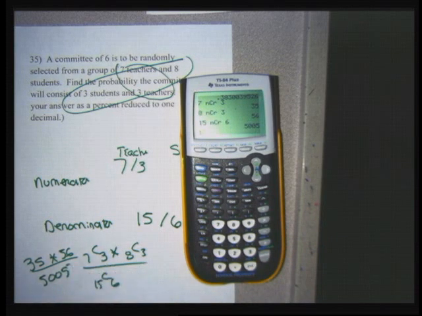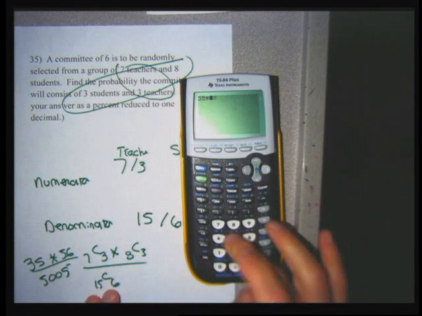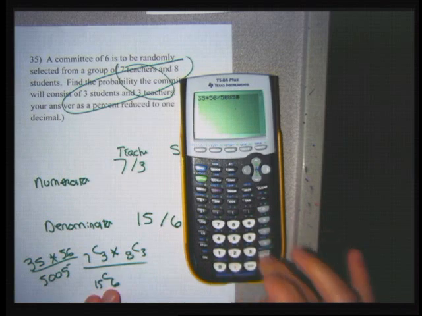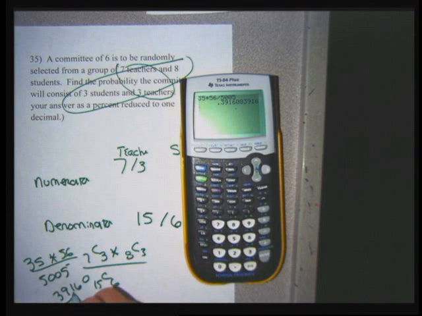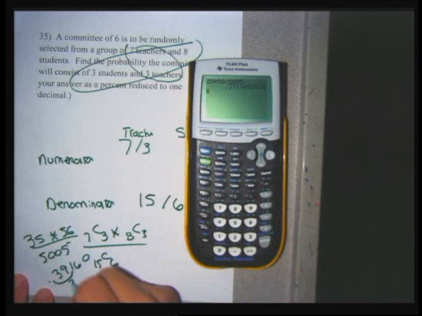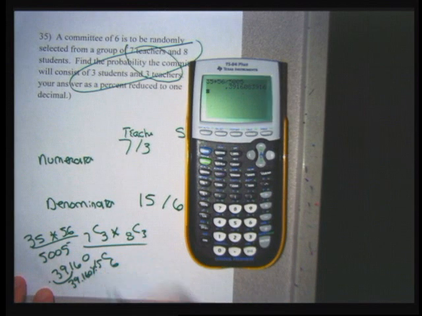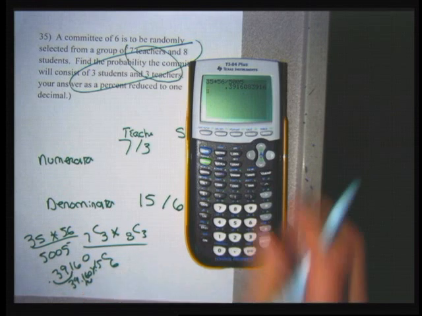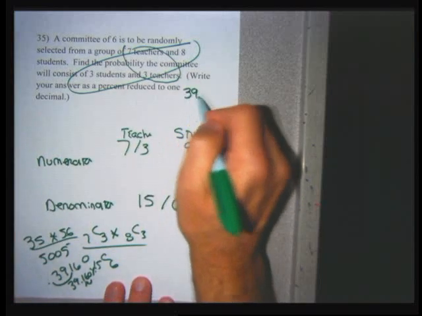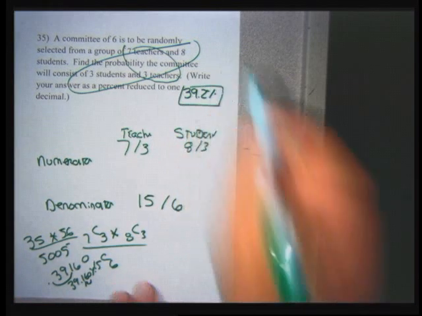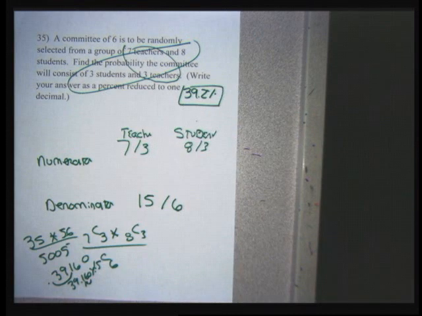So now I need to do 35 times 56 divided by 5005. That's 0.39160. Move the decimal over twice. That gives me 39.160%. It asked me to round to 1 decimal place. That 6 is going to round that 1 up to a 2. I'm going to write 39.2%. So 39.2% is the probability that we get 3 students and 3 teachers on that committee.